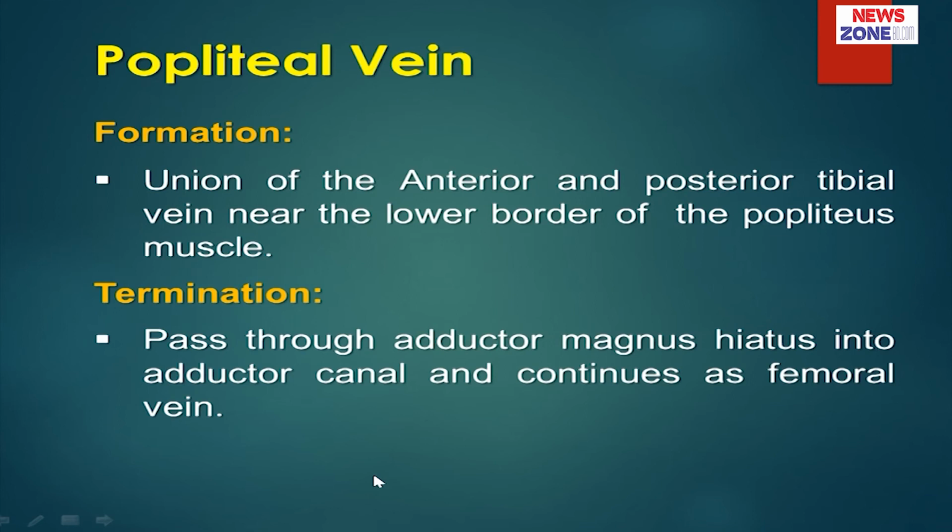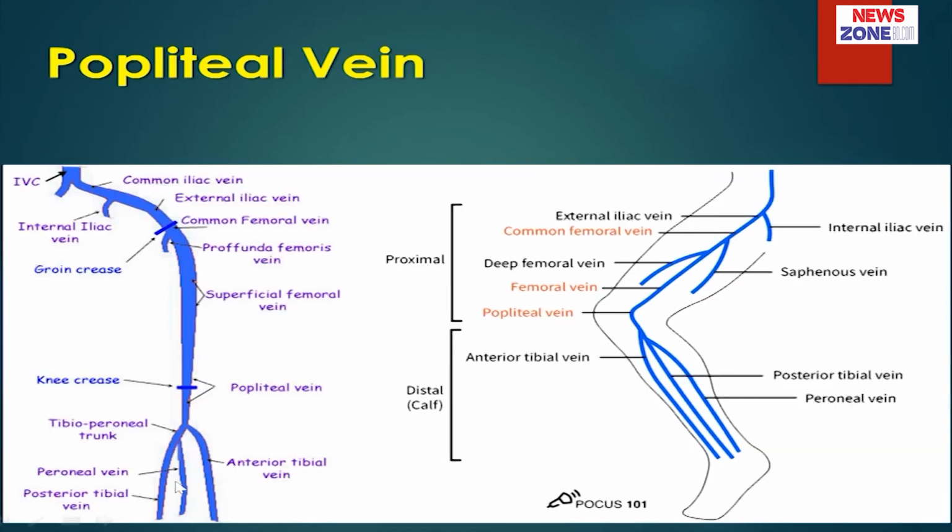Then the popliteal vein. The popliteal vein is formed by the union of the anterior and the posterior tibial veins near the lower border of the popliteus muscle. It will terminate through the adductor magnus hiatus and go ultimately into the adductor canal, and ultimately it will continue as the femoral vein. In this picture we can see the popliteal vein is formed by the anterior and the posterior tibial veins, and then it will cross the knee, and then it will continue as the femoral vein over here.